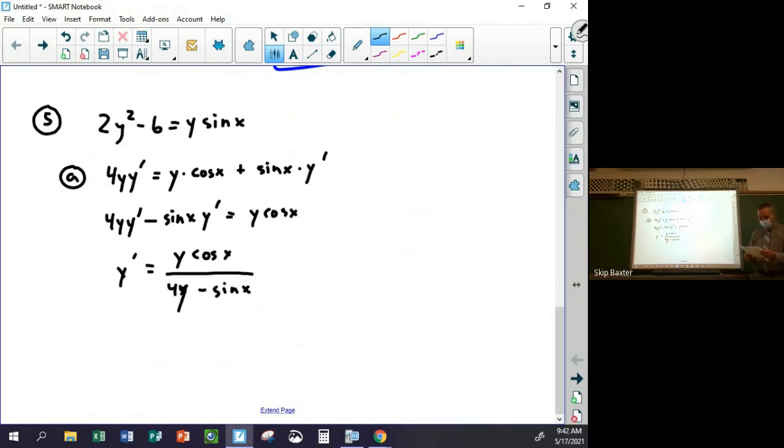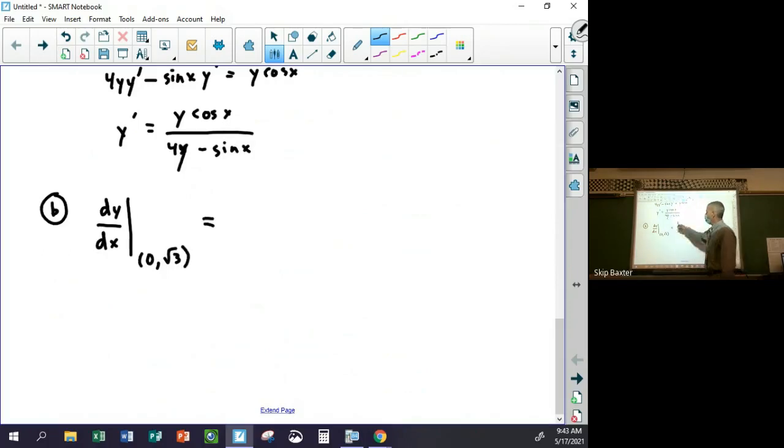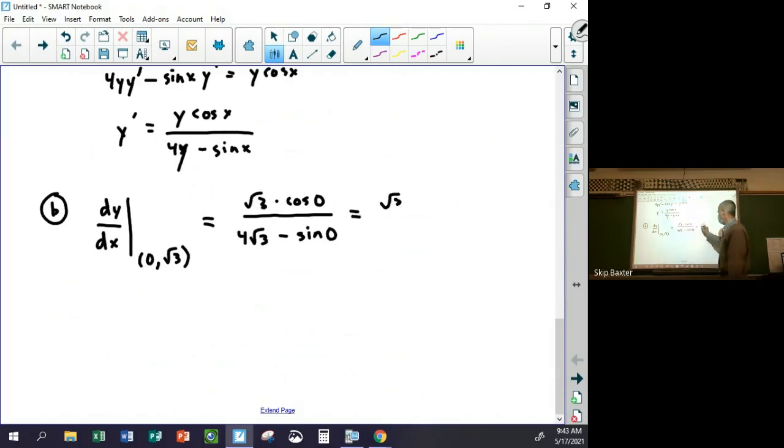Part B, it says write an equation for the tangent line to the curve at the point 0, radical 3. Okay, that's no big deal either. That means you need to find dy dx evaluated at the point 0, radical 3. So you just plug in 0 and radical 3 for x and y. So this ends up being radical 3 cosine 0 over 4 radical 3 minus sine 0. So cosine 0 is just 1, and sine 0 is 0. So you get 1/4.